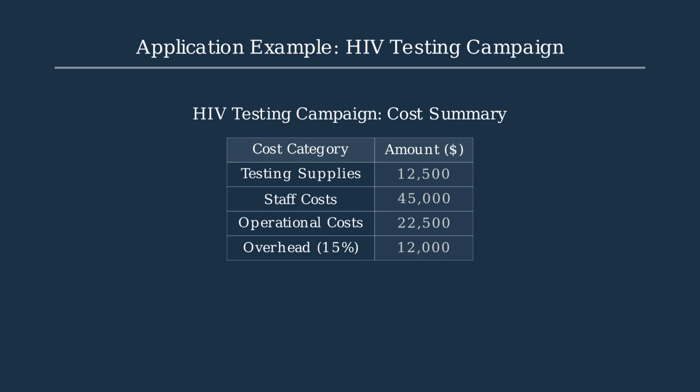We also include overhead costs at 15%, totaling $12,000. Adding all these costs gives us a total program cost of $92,000. This total cost is then used as the foundation for further economic evaluation.